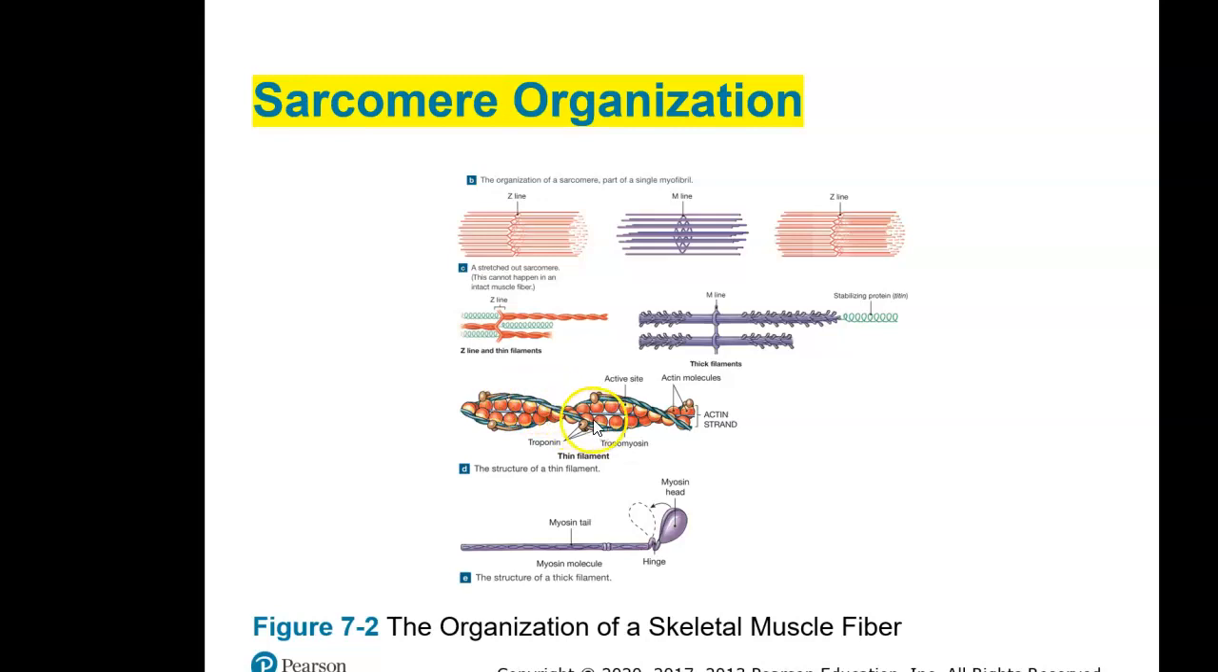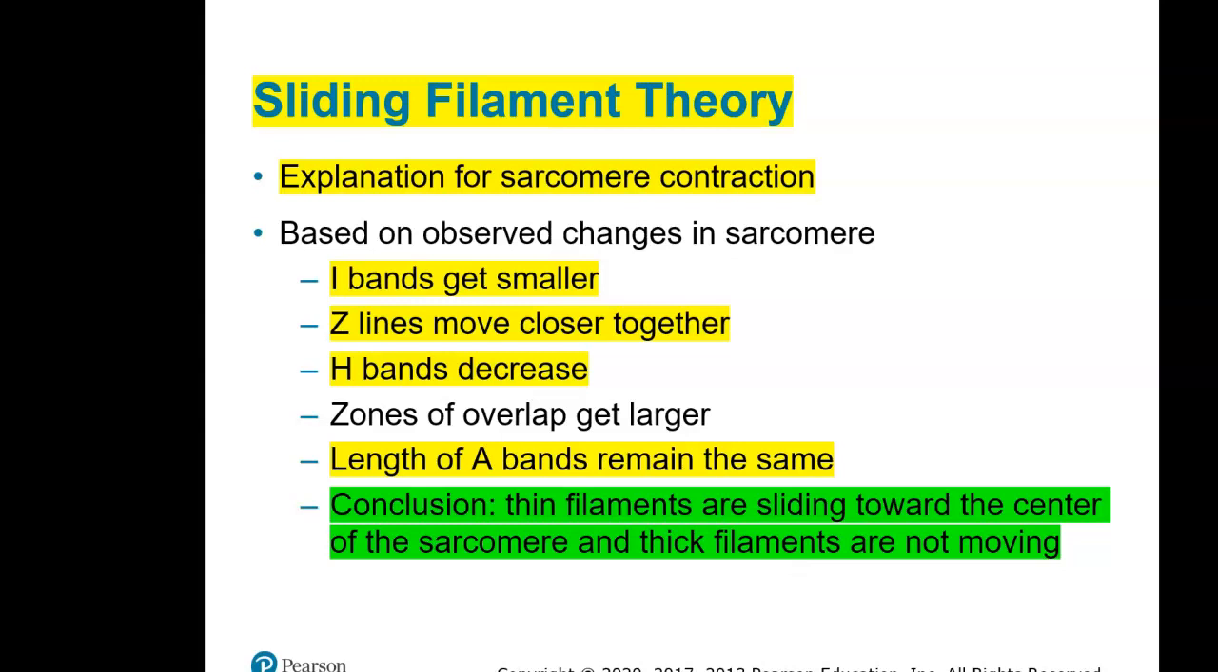So the tropomyosin covers the active sites. It is held in place by troponin, and what moves the tropomyosin off of the active sites is calcium binding to troponin. Troponin causes the tropomyosin to move out of the way. And now the active sites are exposed, and the myosin head can bind to them and cause the contraction of the muscle fiber.